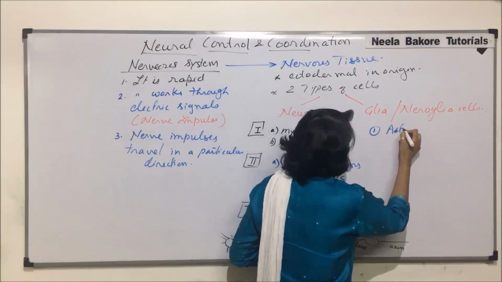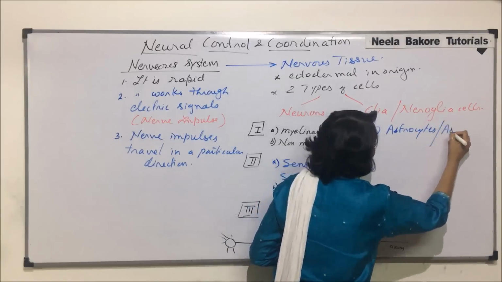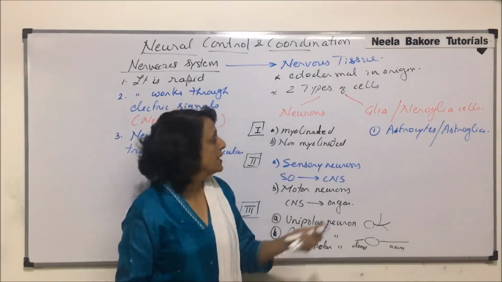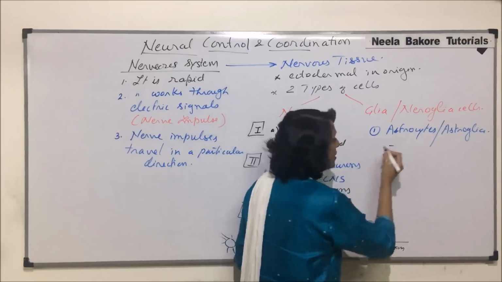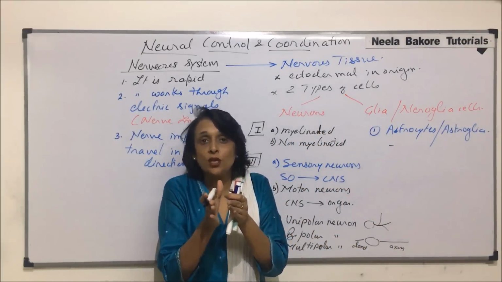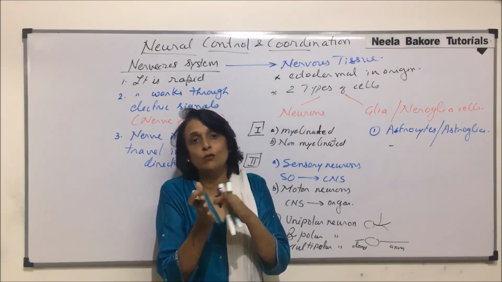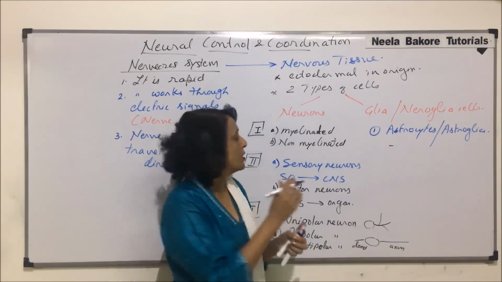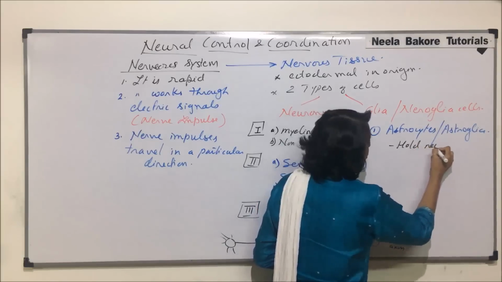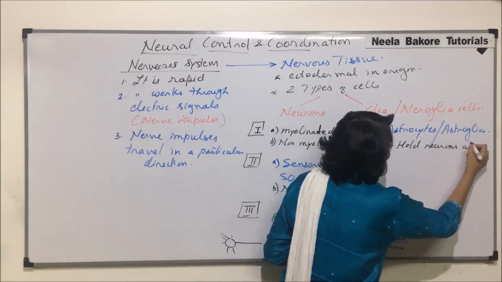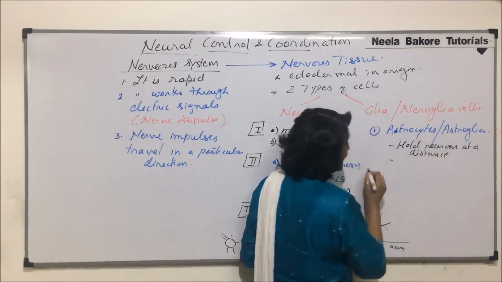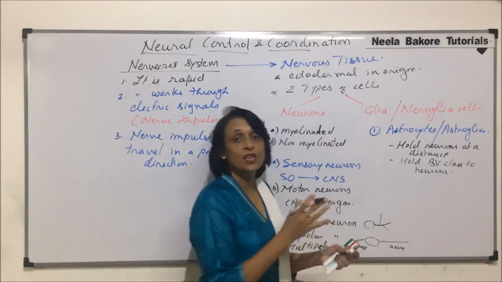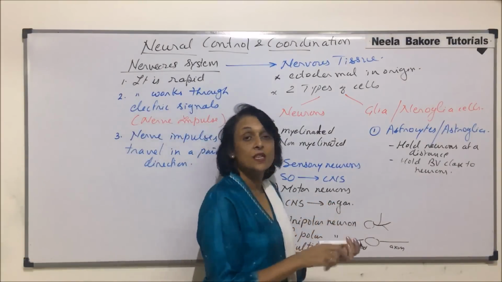First, astrocytes, or they are also known as astroglia. Basically, glia word means glue-like, something which is going to hold on to something. Astrocytes or astroglia cells, their function is to hold the two neurons slightly away from each other so that when the impulse is traveling on one, it should not coincide with the impulse which is traveling on the other. Plus, they would also hold the neuron and the blood vessels close. So their main function is to hold neurons at a distance, and secondly, hold blood vessels close to neurons so that exchange of material can take place from blood to the neuron. This is one type of glia cell.